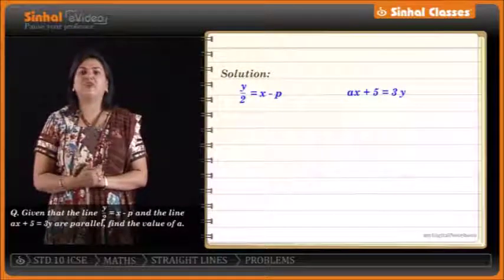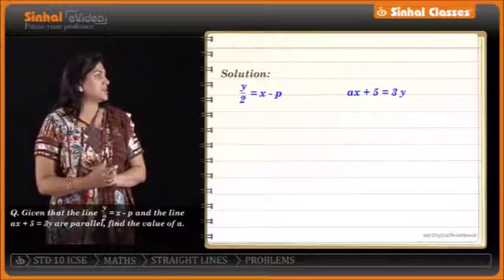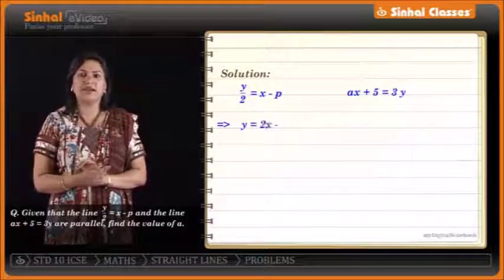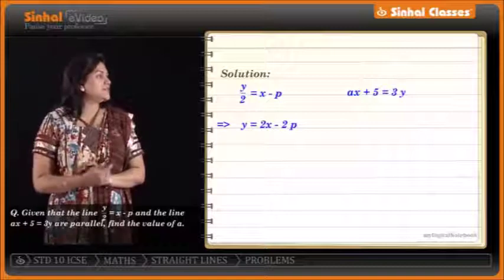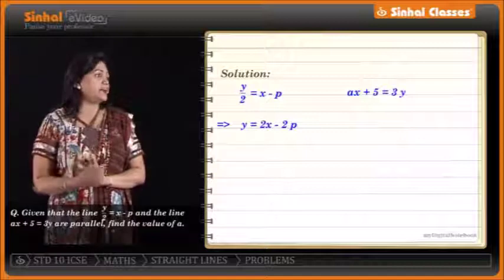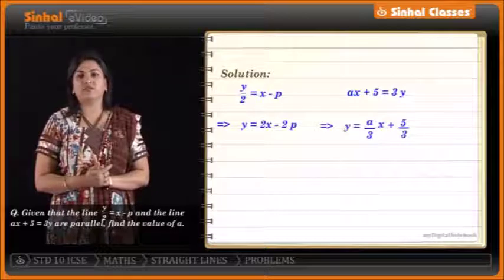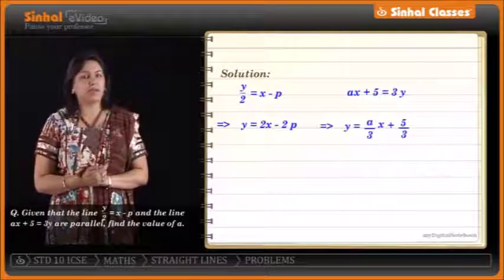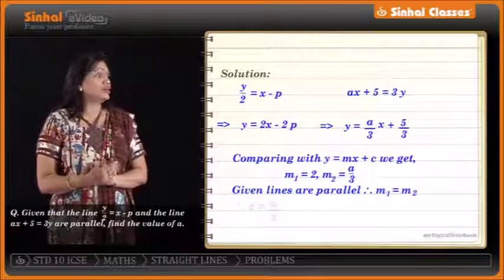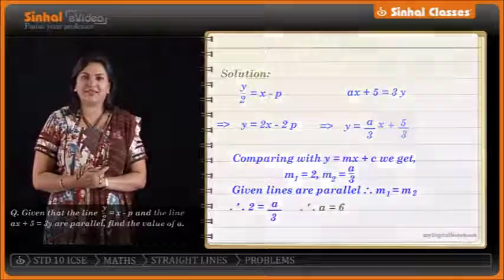Now compare them with y is equal to mx plus c. We first write in that form. The first equation can be written as y is equal to 2x minus 2p. So we have slope as 2. Now for the second equation, we write y is equal to a upon 3 of x plus 5 upon 3. So the second equation's slope is a upon 3. Now they are parallel, so we equate them to get 2 is equal to a upon 3, that is, a is equal to 6.